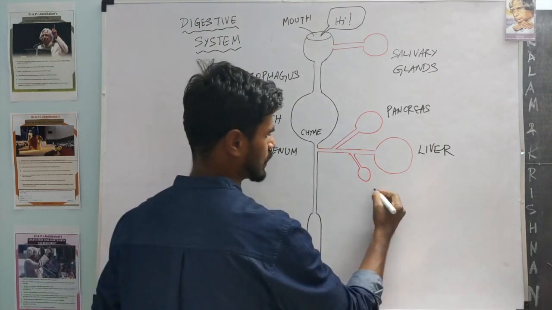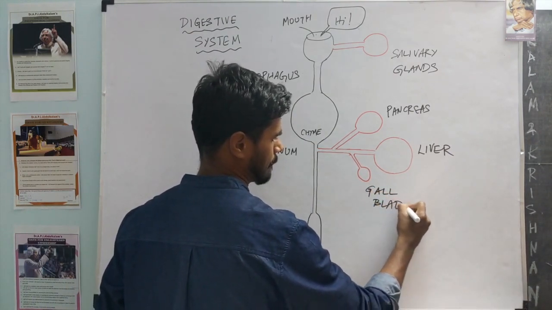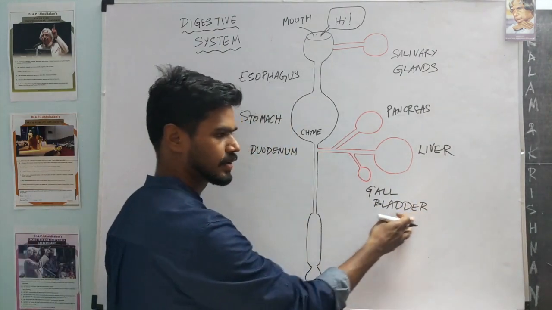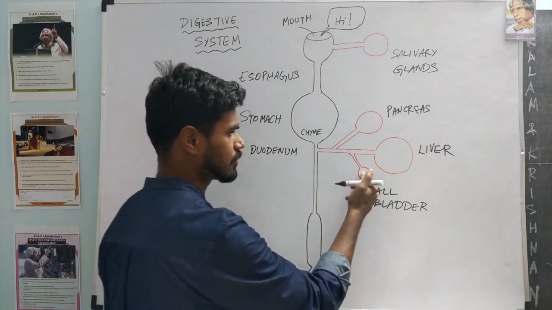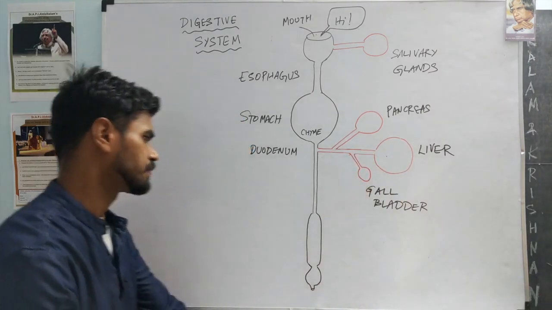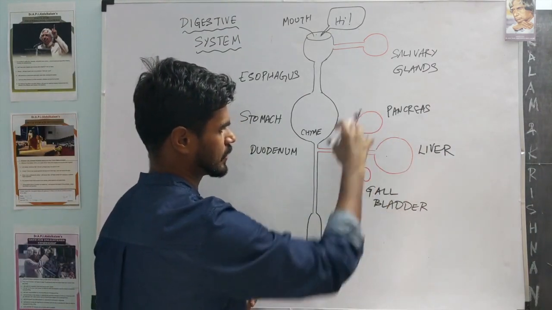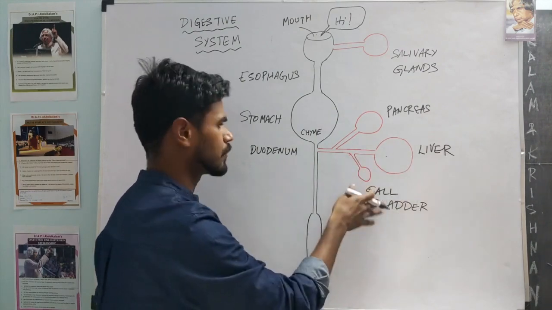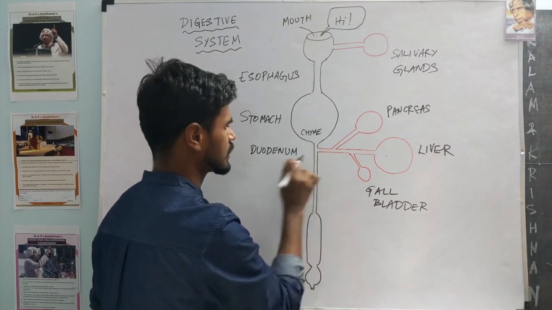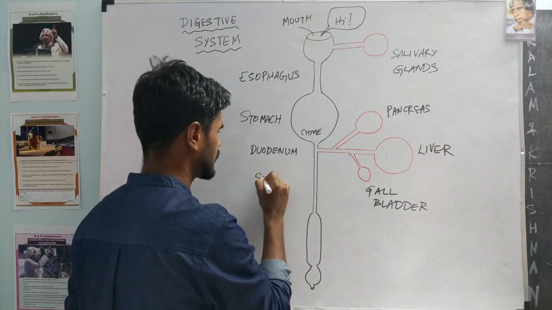And finally, what we have here is the gall bladder. Okay, so it's a bladder. Primarily, it's a container for juices that the liver secretes, specifically bile juices. Okay, so we have three major enzymatic secreting organs here. And the major chemical digestion of food happens here at the beginning of the small intestine, known as the duodenum. So we have the small intestine.